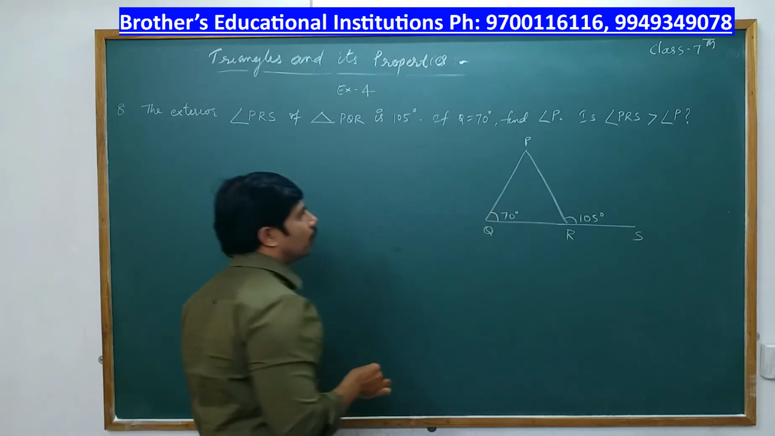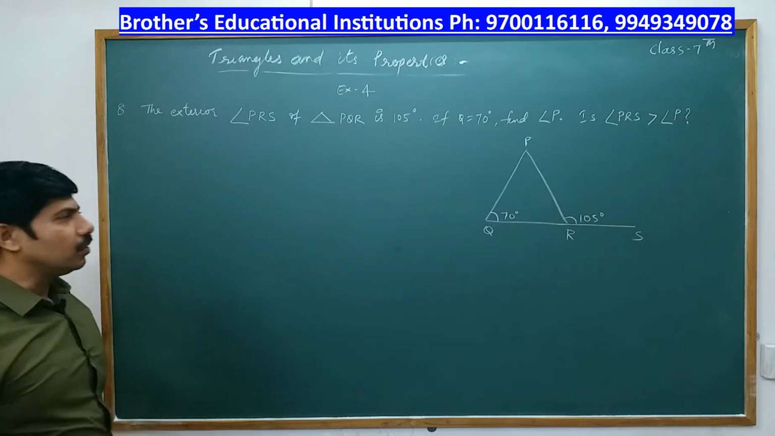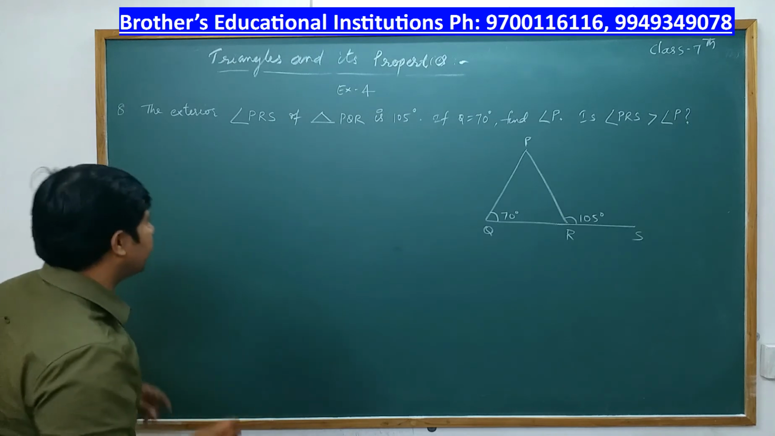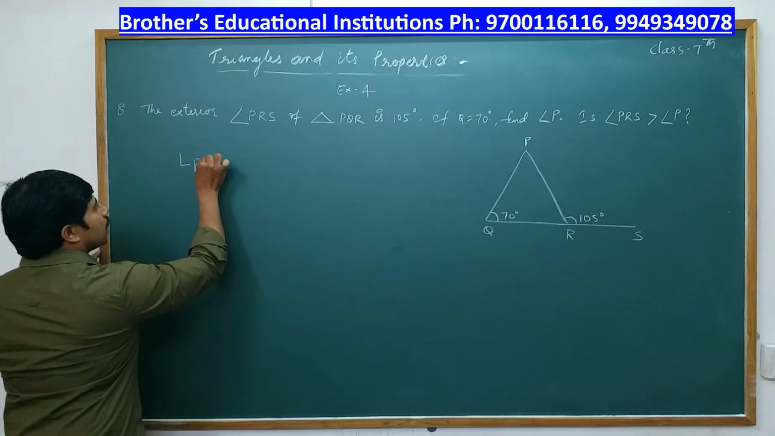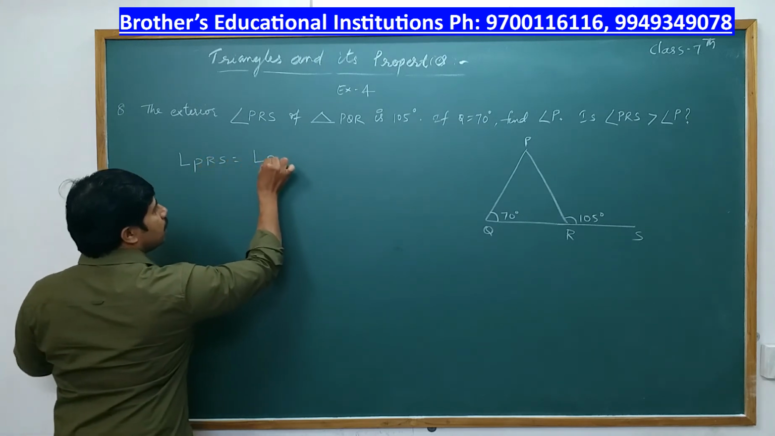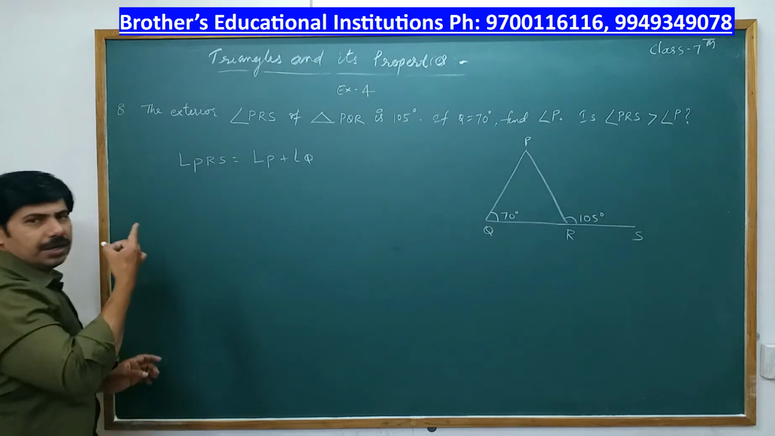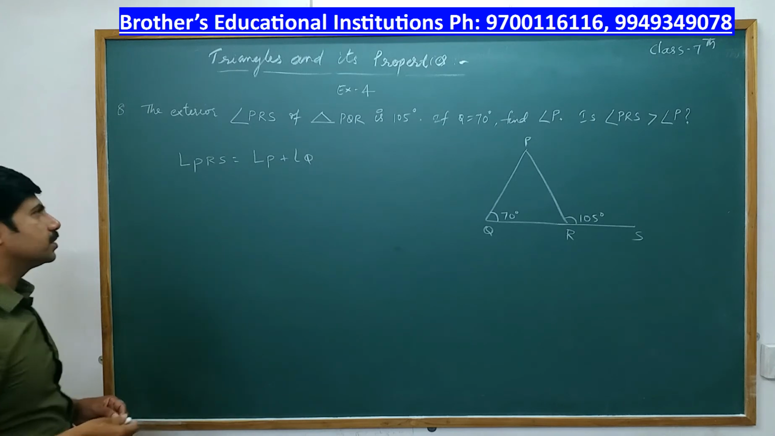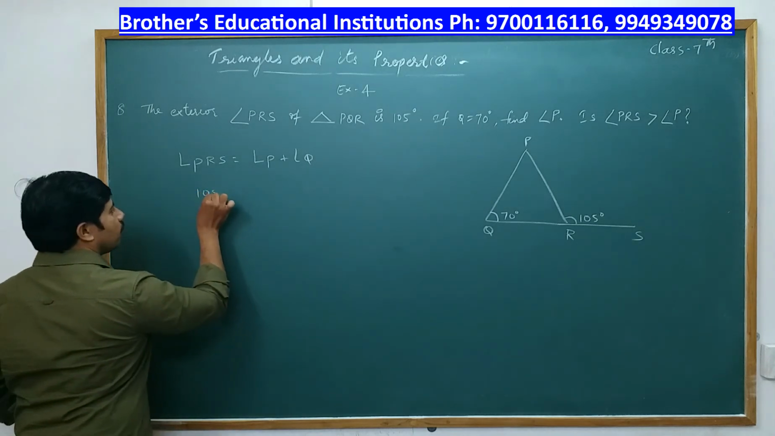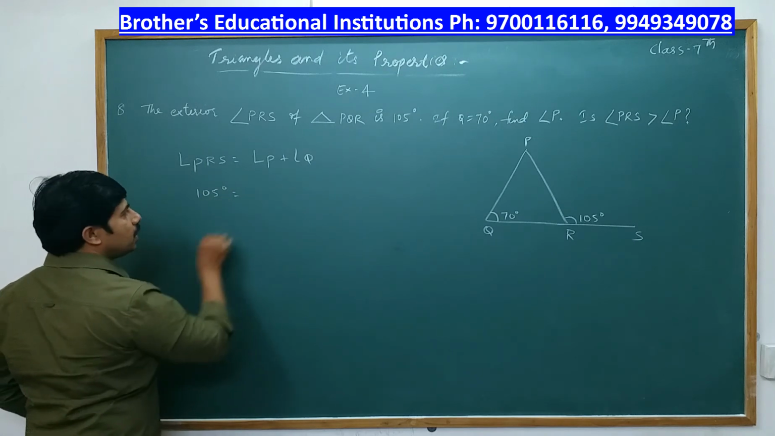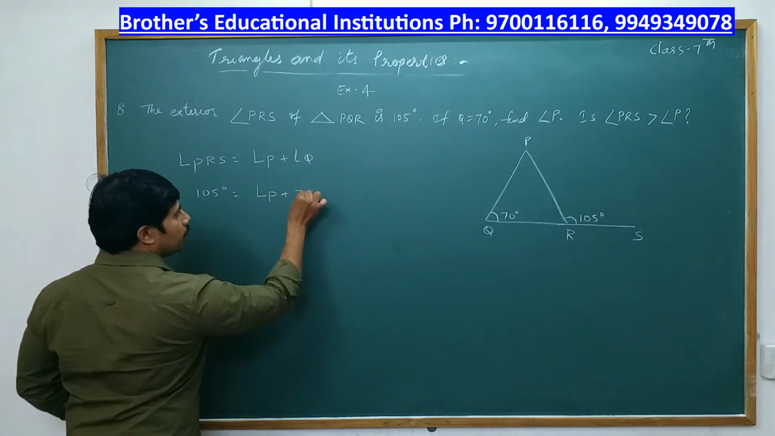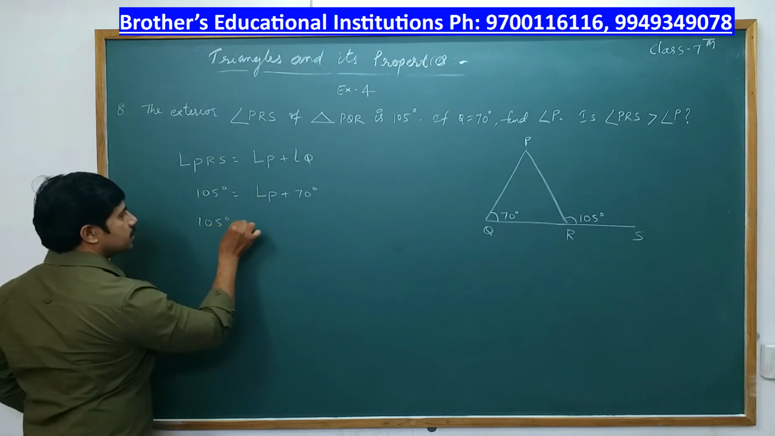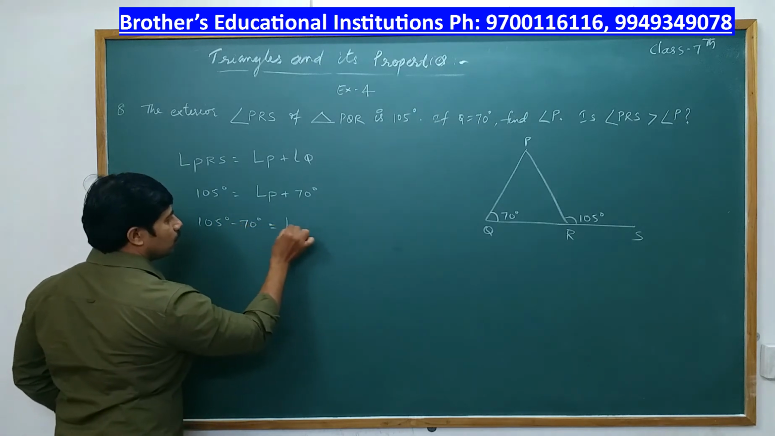Now we need to find out angle P. So it's very simple to find. Exterior angle is equal to sum of two interior opposite angles. So we use that. So exterior angle PRS is equal to interior opposite angles. The angles should be interior and opposite. Angle P and angle Q are interior and opposite to that exterior angle PRS. So angle PRS is 105 degrees is equal to angle P, we need to find out, as it is you write angle Q is 70 degrees. Now we'll find angle P. So that is 105 degrees minus 70 degrees is equal to angle P.